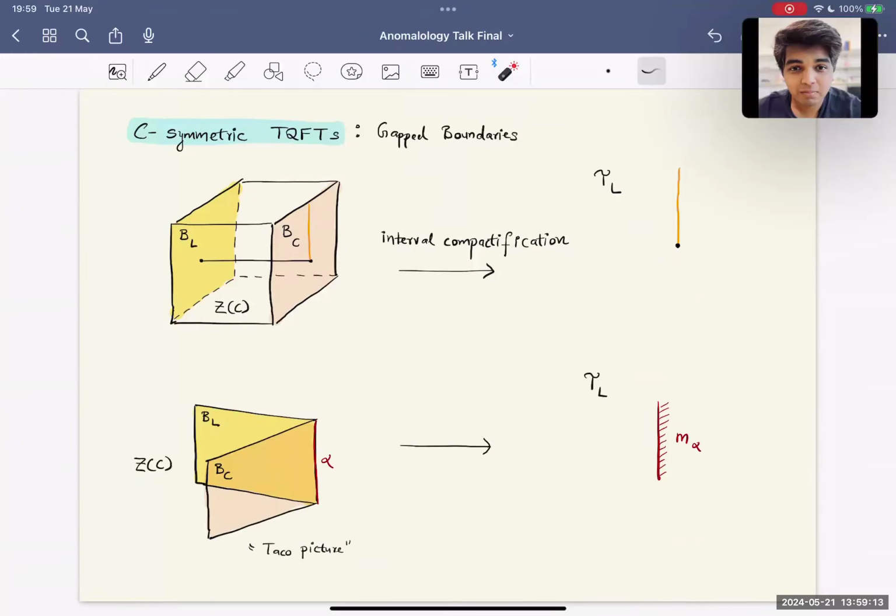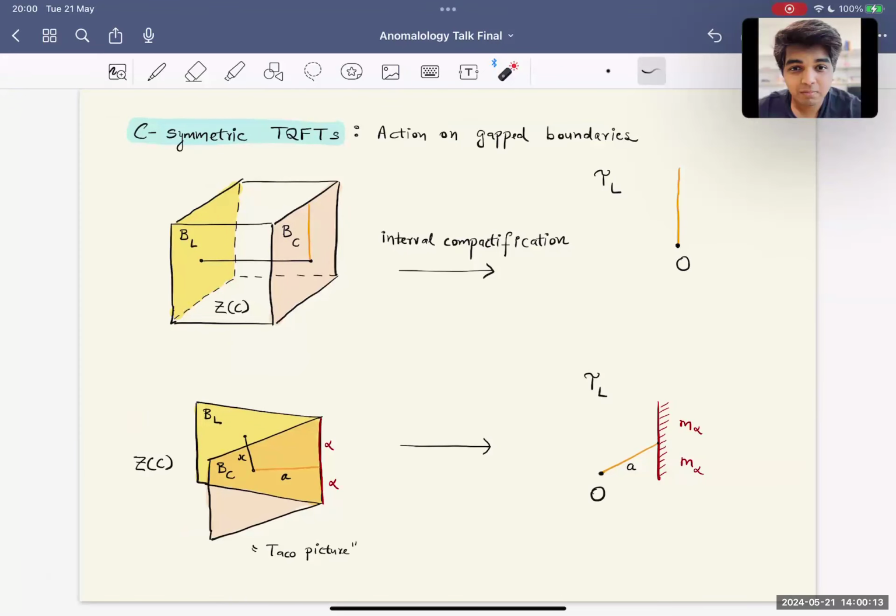Now we have to look at something slightly different, something that you could call the taco picture, like the sandwich, where you have a wedge of two gap boundaries of the SymTFT. Here it was not a wedge. Here you take a wedge of two gap boundaries. You again have this BC and BL, but you take this wedge. So you have to choose an interface between these two gap boundaries of the SymTFT, and you just collapse this wedge. What it gives you is a C-symmetric TQFT with a choice of a 1D gap boundary. So this interface between these two gap boundaries of the SymTFT becomes a 1D gap boundary of the C-symmetric TQFT. This is how you get information about the gap boundaries of the C-symmetric TQFT starting from the SymTFT.